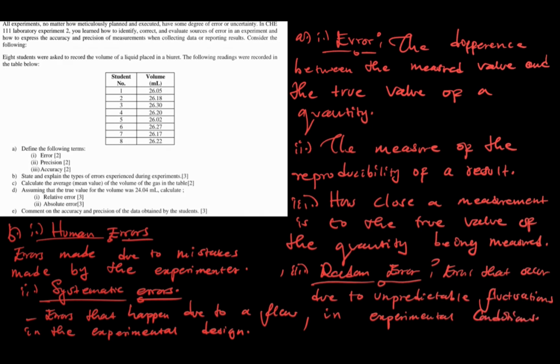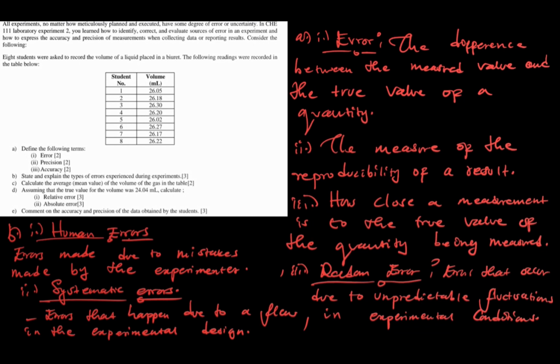All right, so that is what you have to know about the terminologies we have at hand. Basically, one should know what error is, what precision is, what accuracy is. You should also be able to state and explain the types of errors that can always be experienced in an experiment. I've given you human error, systematic error, and random errors. These are types of errors that are quite common, and probably most of you are already familiar with them.